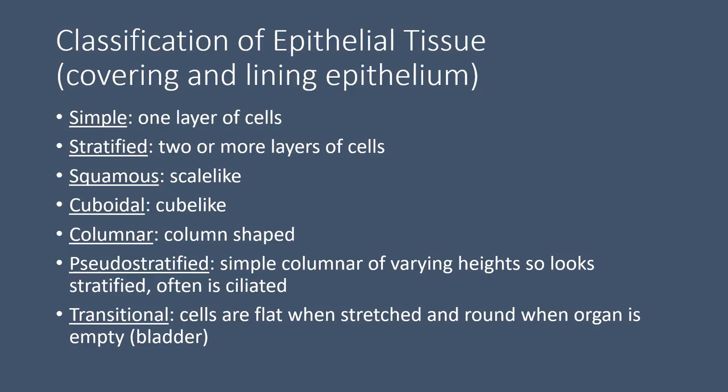Transitional epithelial cells are flat when they're stretched, but when they're not stretched, they're nice and round. An example of where you would find this is in the urinary bladder. When that organ is empty, the cells look round, but as it fills and has to stretch, they flatten out, kind of like squamous cells.